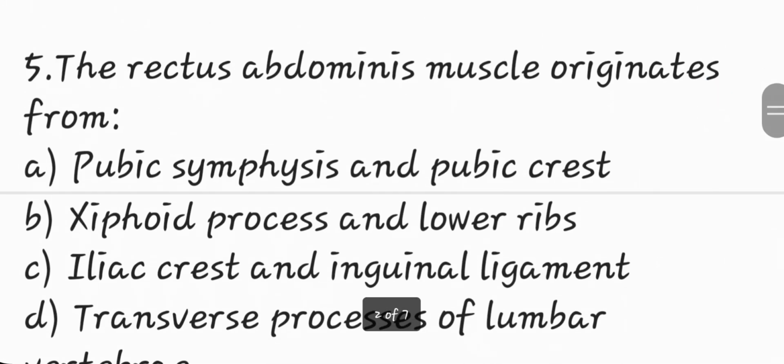Coming to the fifth question, the rectus abdominis muscle originates from. Normally rectus abdominis has two heads, medial and lateral. All of it originates from the pubic symphysis and pubic crest. Okay, so this is the correct option.